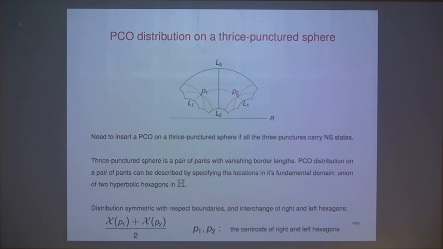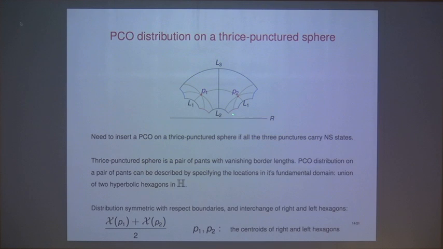So let me provide you a distribution of picture changing operator on a pair of pants. We have to specify some location where we want to place the PCO. To do that, we can consider the fundamental domain for a pair of pants on the upper half plane, and that consists of two hyperbolic hexagons. And the PCO distribution that I want should be invariant under the permutation of boundaries of the pair of pants, and it should be invariant under the exchange of the two hexagons.